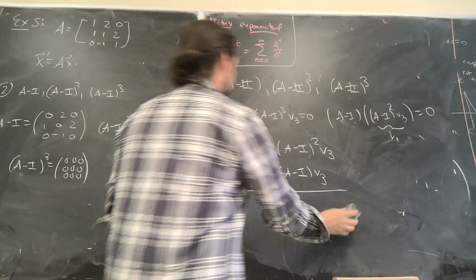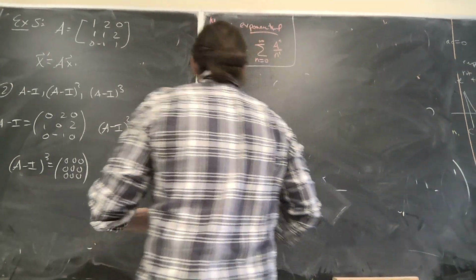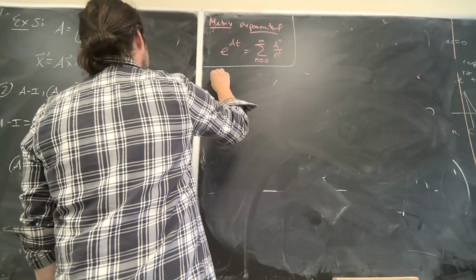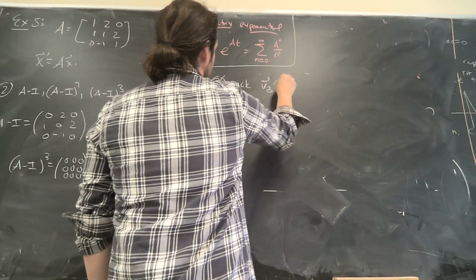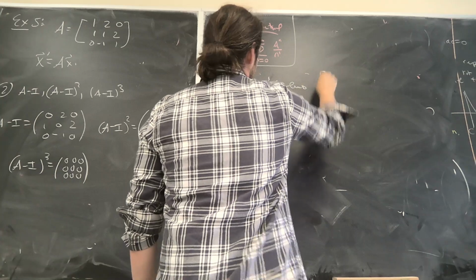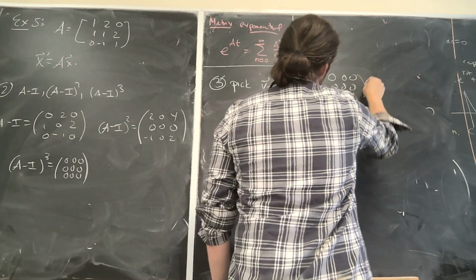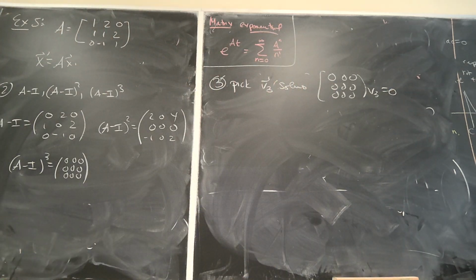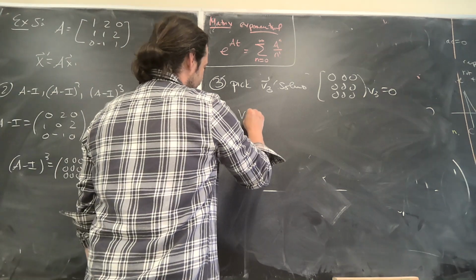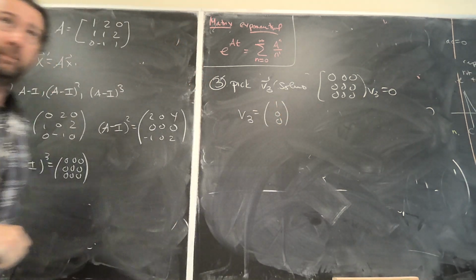Then we're going to pick, so it's step 3, we're going to pick a vector v3 that solves 0, 0, 0, 0, 0, 0, 0, 0, 0 times v3 equal to 0. I can think of an easy one: 1, 0, 0. That's a pretty good choice. v3 is equal to 1, 0, 0.